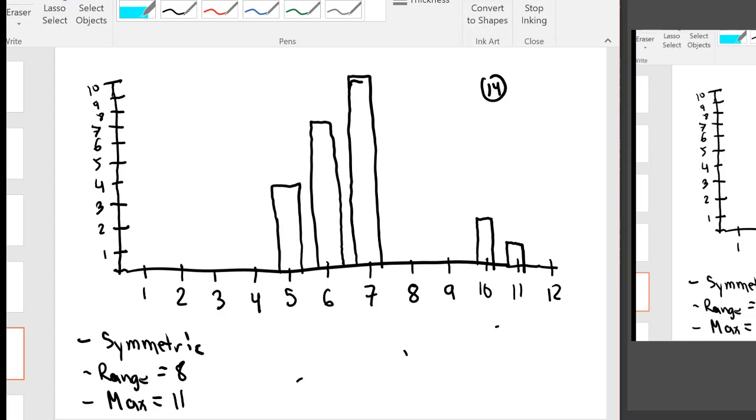Okay, let's look at this. They give me some information, the graph is not finished, and then it says if the range of the data is 8 and the maximum value of the data is 11, how many data points fall above the value 7? So how many fall above here? Okay, so the big thing is that it's symmetric. These 3 pieces of information are really important, but the big one is that it's symmetric.